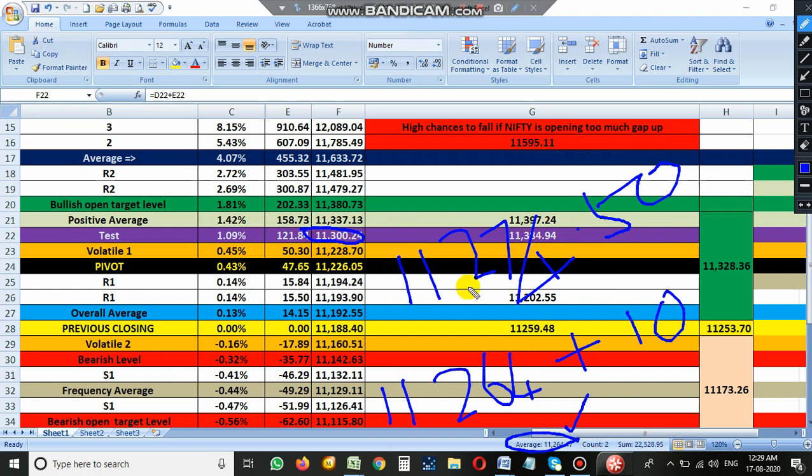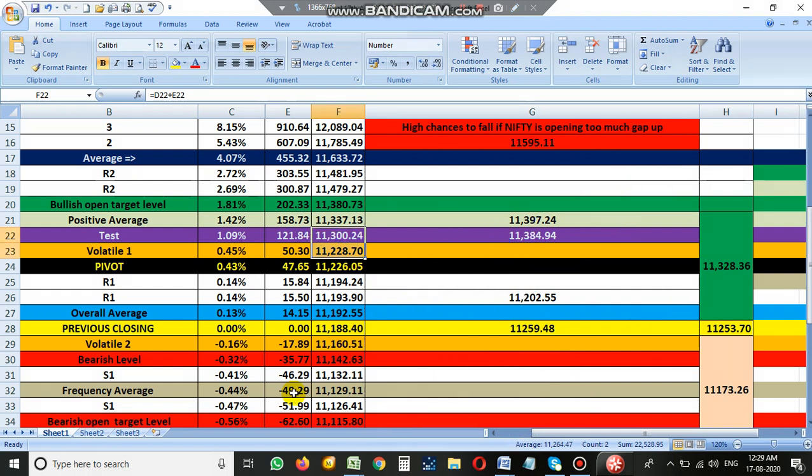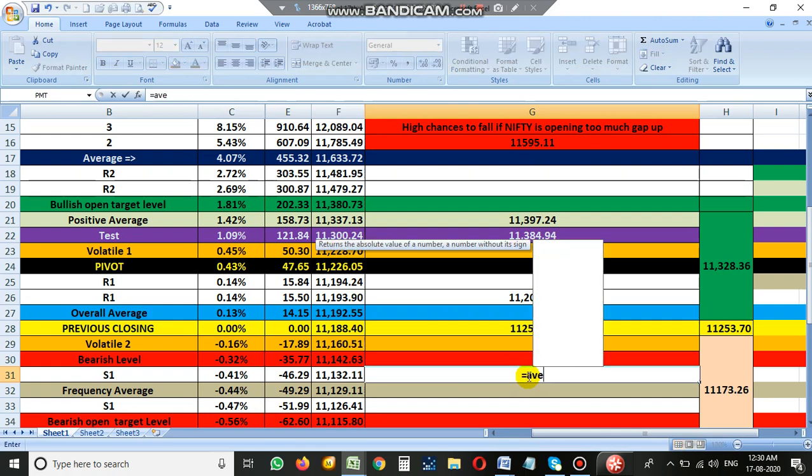But if it is not matching on the high, definitely it will match on the low, because only then will it go to the next level. So you can check whether the high and low are matching. For example, if the level is matching, 11,264, I'll take the average here.